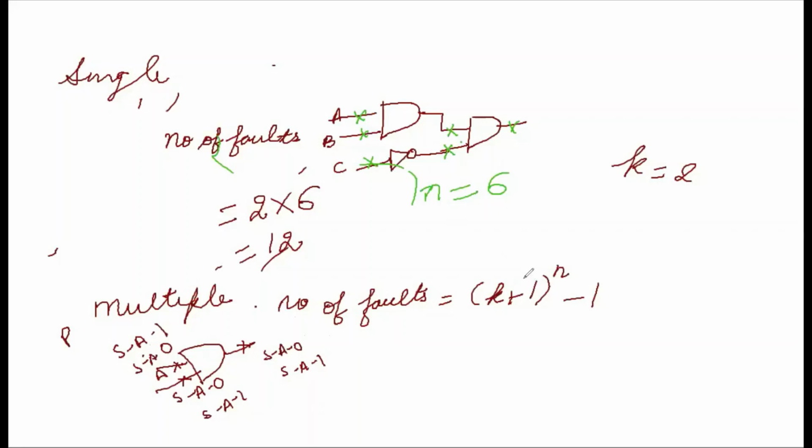Are we getting? Why is it (k plus 1) raised to power n? सिंगल फॉल्ट में हमने मान के चला था कि मेरा या तो स्टक-एट 0 होगा या फिर स्टक-एट 1 होगा एक नोड पे. सो दैट गेव मी k raised to power n. लेकिन अब मैं मान के चलती हूँ कि हर नोड पे स्टक-एट 0 हो सकता है, स्टक-एट 1 हो सकता है, और देयर मे बी अ केस वेयर stuck-at 1 and stuck-at 0 both are existing at the same node.